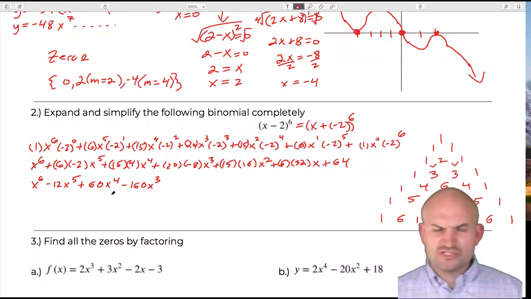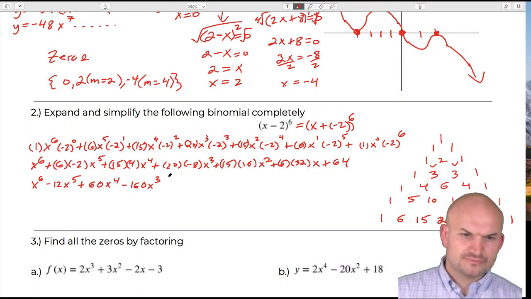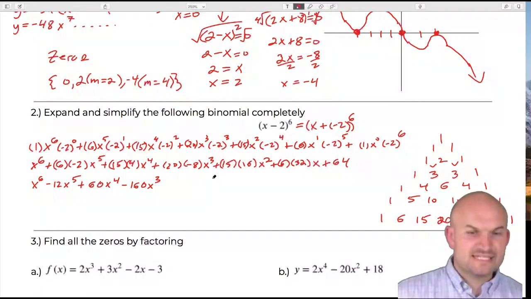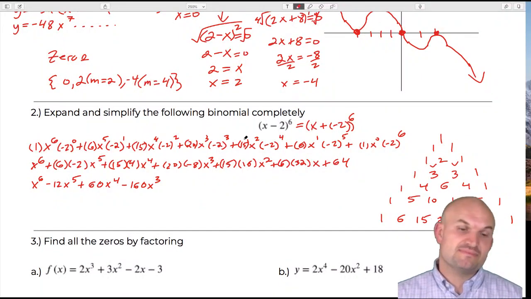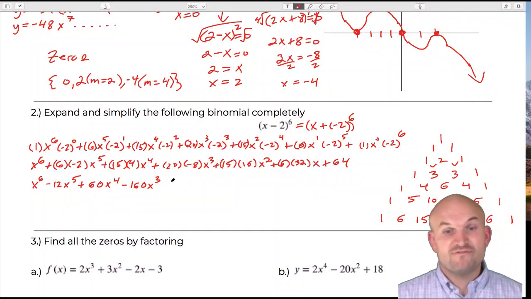And I would have expected all students to be able to get to that point. However, for the next one, 15 times 16. So hopefully students remember 15 times 15 is 225. So 15 times 16 would be 240. So plus 240 x squared.